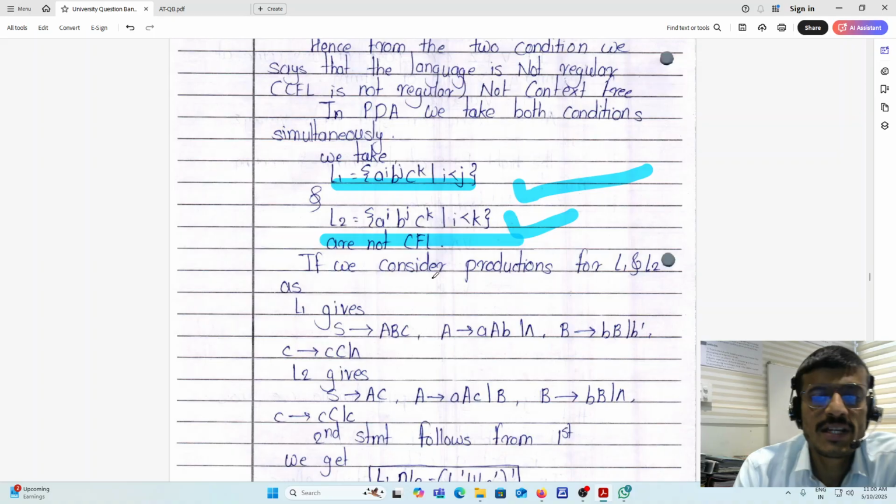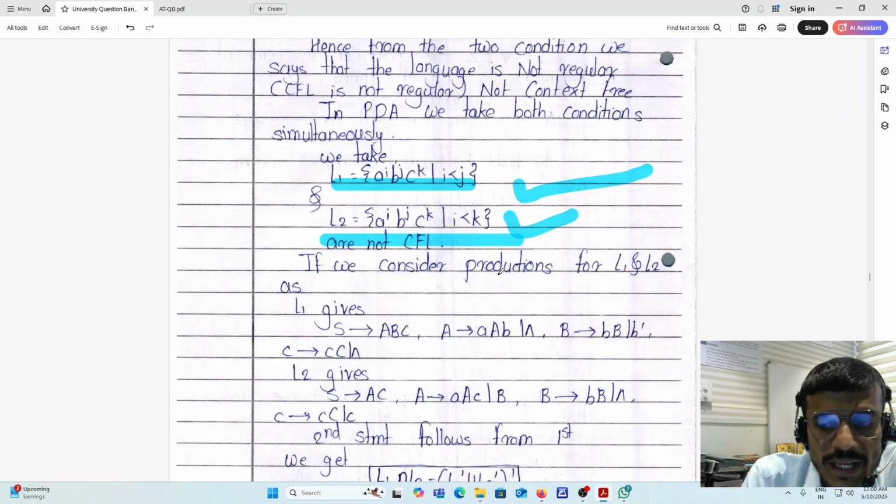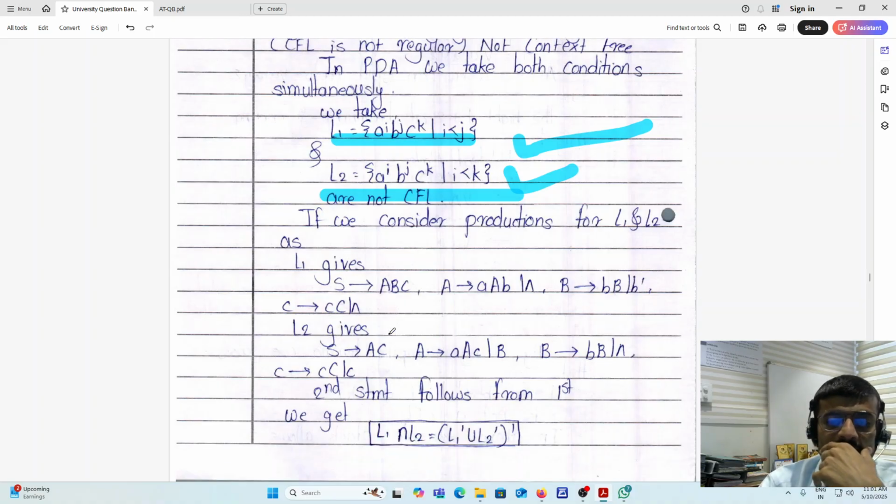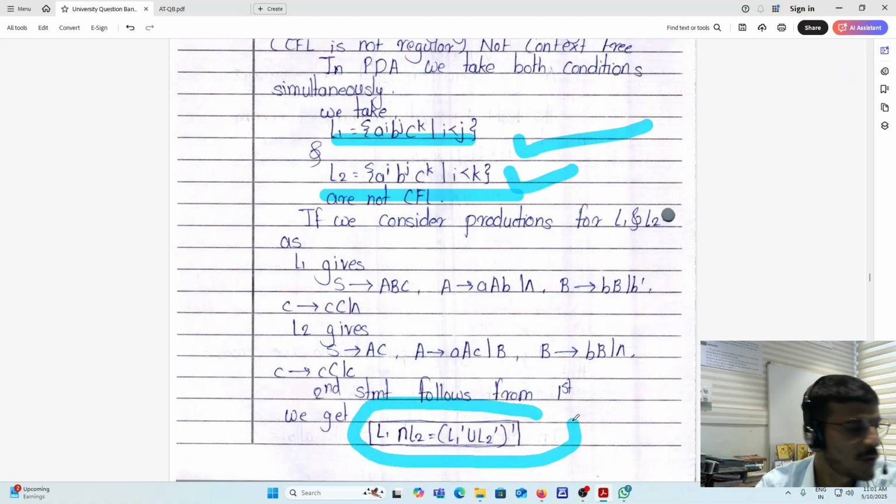Hence, if we consider projection from L1 and L2, as L1 gives S tends to ABC, A tends to aAb or null, B tends to bB or b, and C tends to cC or null. It gives S tends to AC, and A tends to aAc or b, B tends to bB or null, C tends to cC or c. Hence we can prove that this one is not going to follow that condition. Okay.